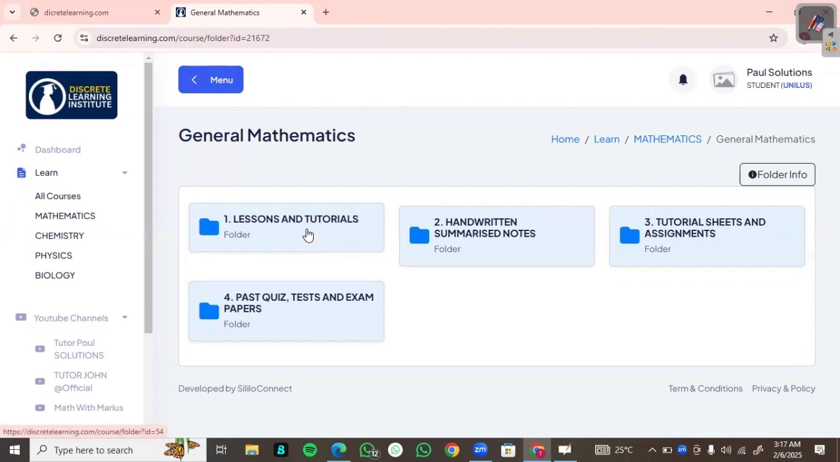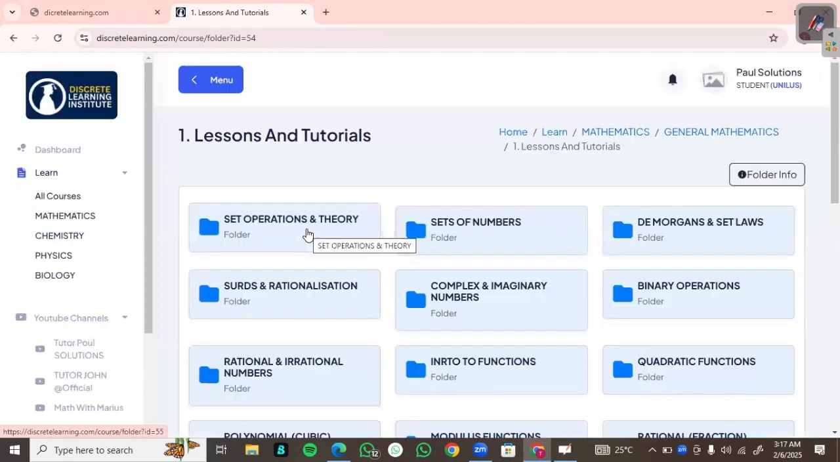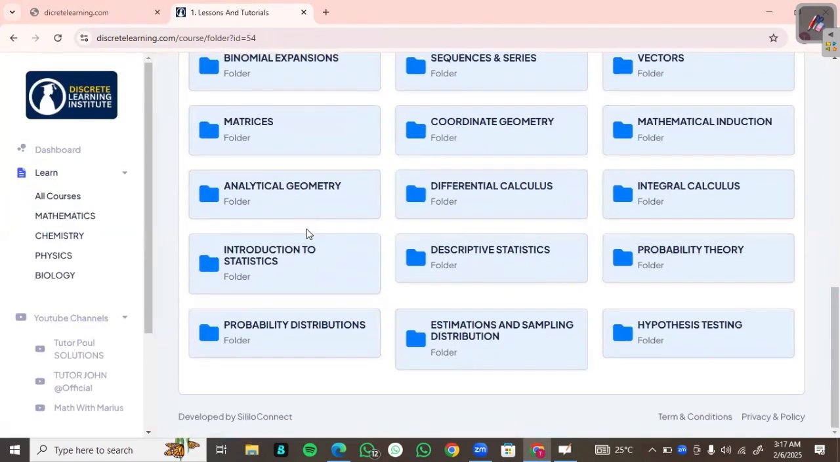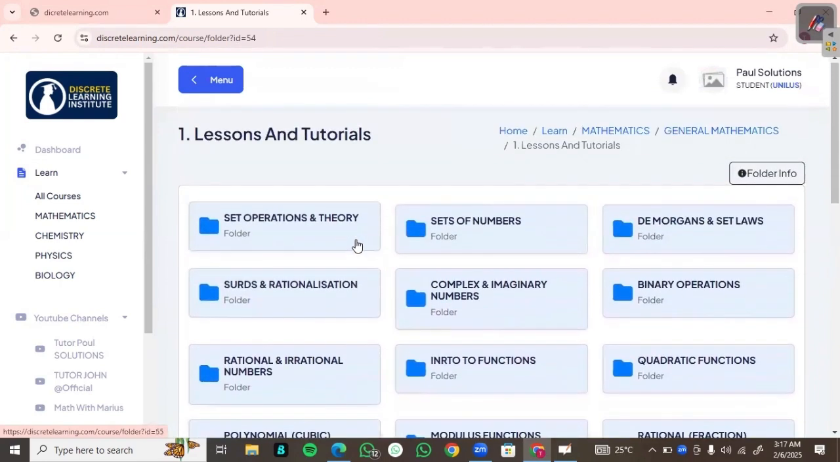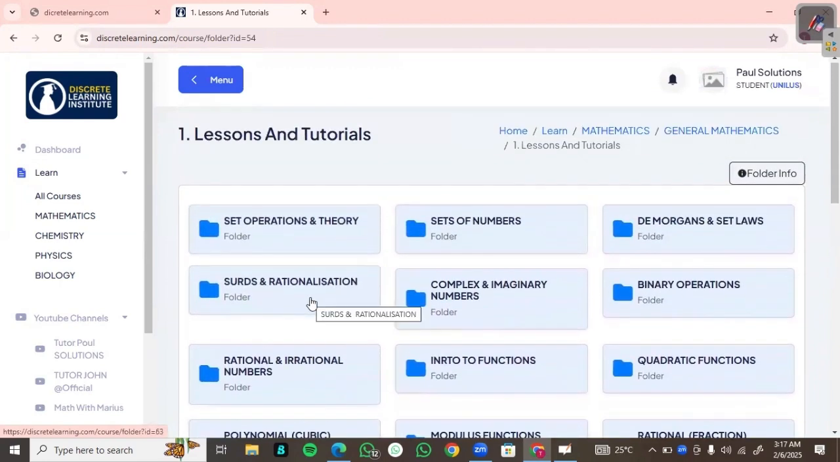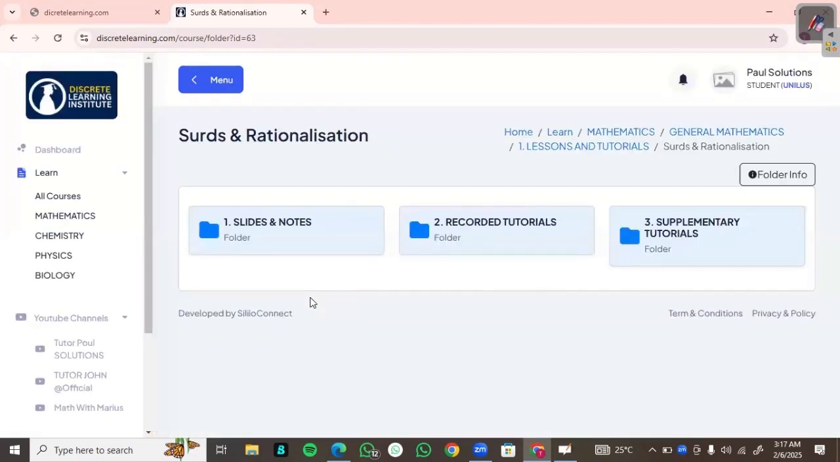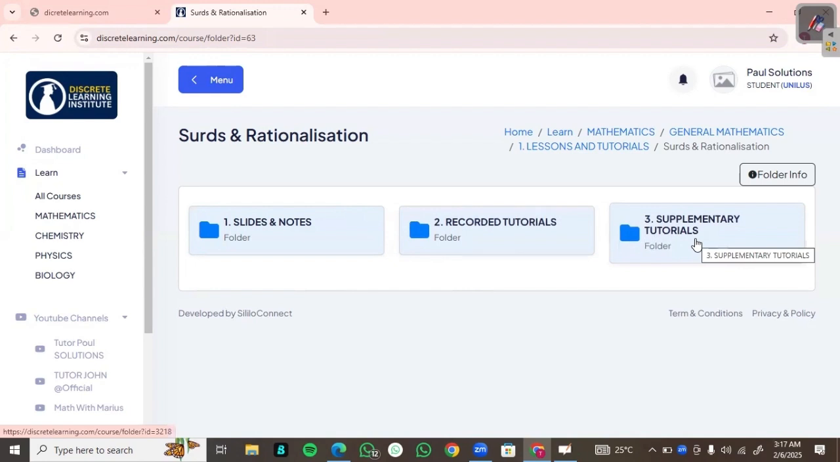So if you go in lessons and tutorials here, you're going to find all the topics that you can have in math. You can see there are a lot of topics. So let's say, for example, I want to learn maybe SADs and rationalization. I'll click SADs and rationalization there, and then I'm going to find 3 folders. The first one is for the notes. The second one is for the recorded tutorials that we record for ourselves. And here where I put supplementary tutorials, there are other videos that you can use to learn.